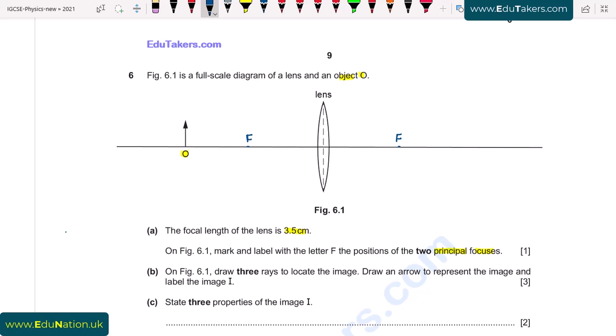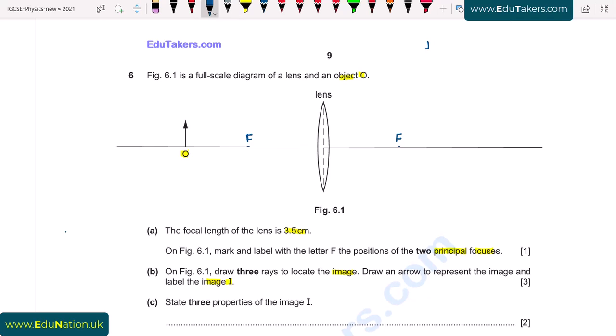Part B. On figure 6.1, draw 3 rays to locate the image. Draw an arrow to represent the image and label the image with I. Now we have to locate the position of image. For that we use three rays.